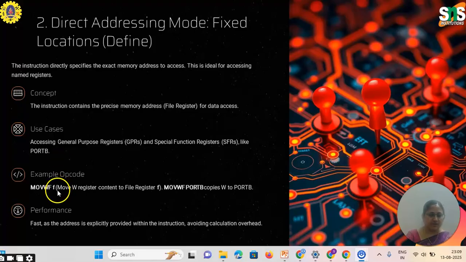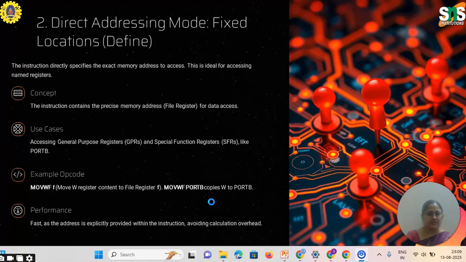Coming to the example part of this: MOVWF F. Here the value is moved from the work register to the file register location. For example, MOVWF PORTB copies W to PORTB. Performance-wise, direct addressing mode is the fastest one, as the address is explicitly provided within the instruction, avoiding calculation overhead.